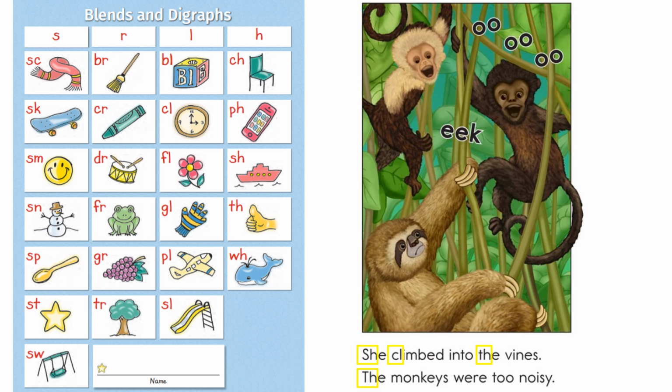Did you find these blends and digraphs? She climbed into the vines. The monkeys were too noisy. The sound is coming up a lot, the sh in she. So those are two digraphs that we should get really familiar with.